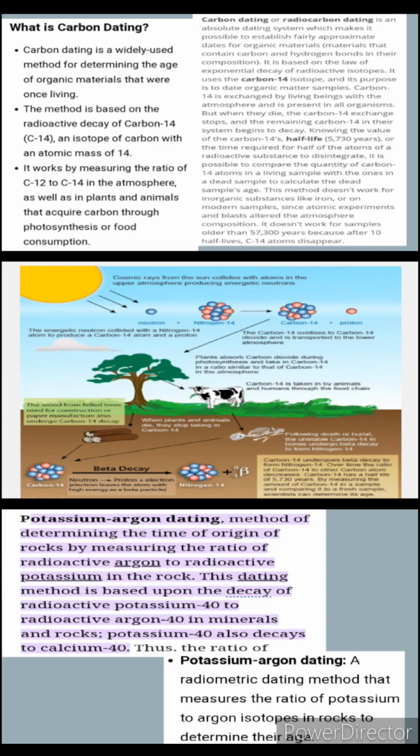Carbon dating is a widely used method for determining the age of organic material that was once living. The method is based on the radioactive decay of carbon-14, C14, an isotope of carbon with atomic mass 14. It works by measuring the ratio of C12 and C14 in the atmosphere as well as in plants and animals that acquire carbon through photosynthesis and food consumption. Carbon dating, or radiocarbon dating, is an absolute dating technique which makes it possible to establish fairly approximate dates of organic material.